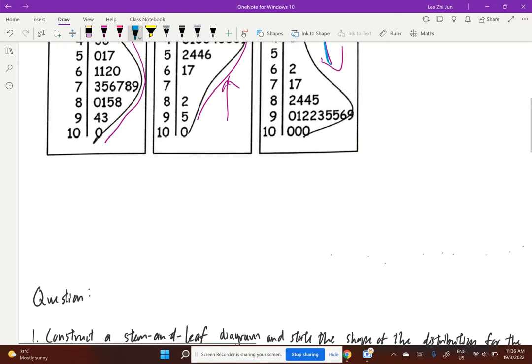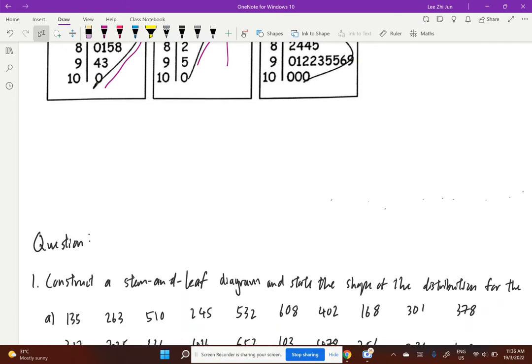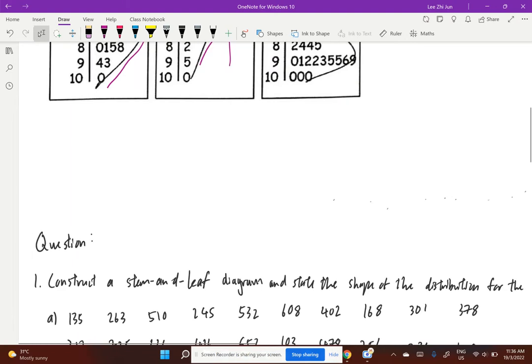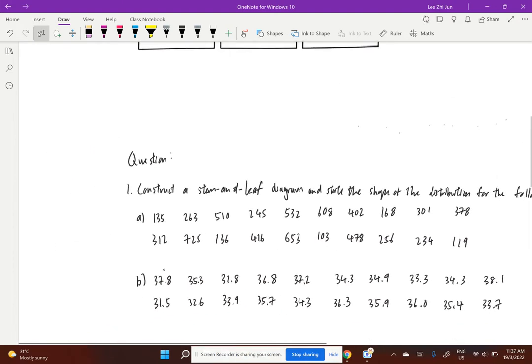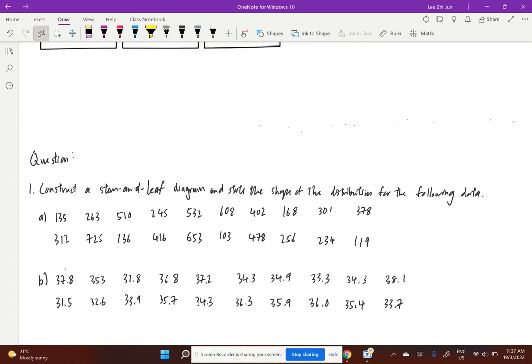Okay, so go to the question. First, construct a stem and leaf diagram and state the shape of the distribution of the following data. So we have A and B. I do this on the spot, so you can see how to construct this stem and leaf diagram. First of all, you see this is so messy. First, you need to organize it. First, you need to count. How many numbers are here? Here we have 20 numbers.